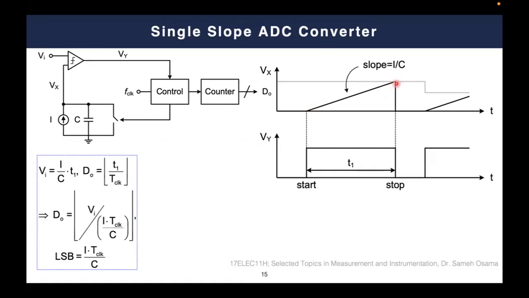Once this intersection happens, the signal coming from the comparator will drop to 0. And this duration, or this number of counts, represents the corresponding V input. For example, when the input is reduced, then this number of counts will be reduced, and so on. We can represent this mathematically in this way.